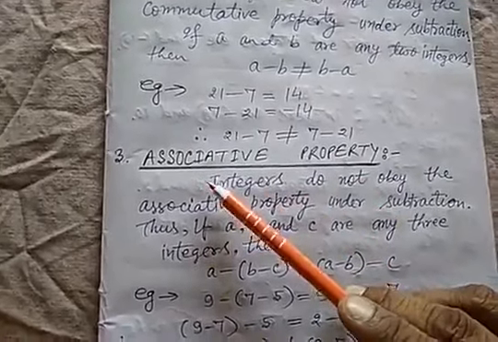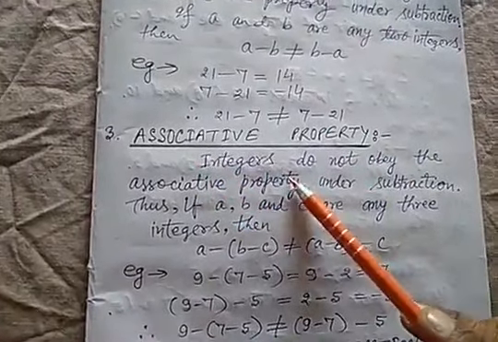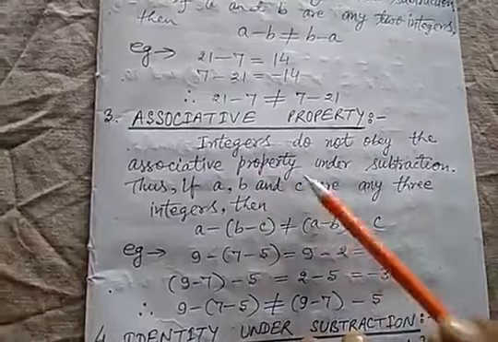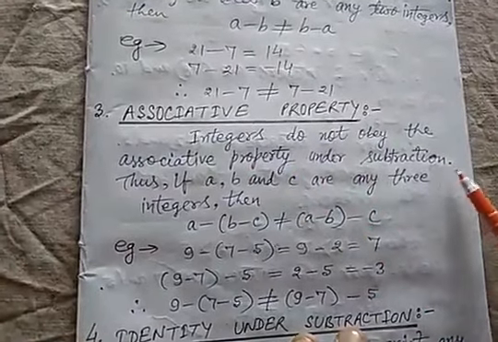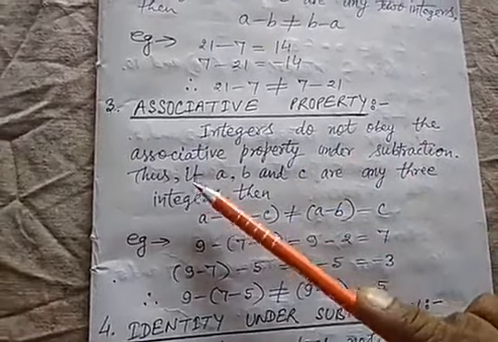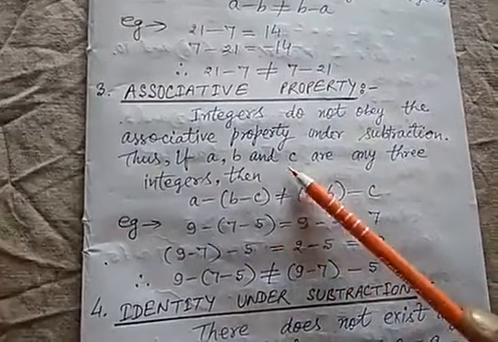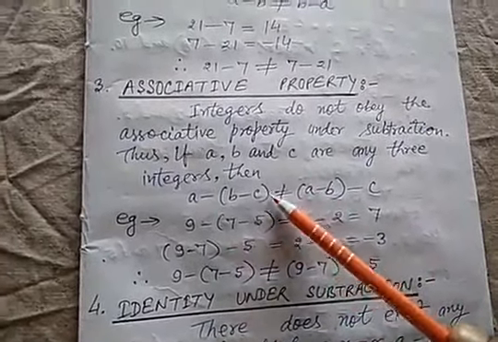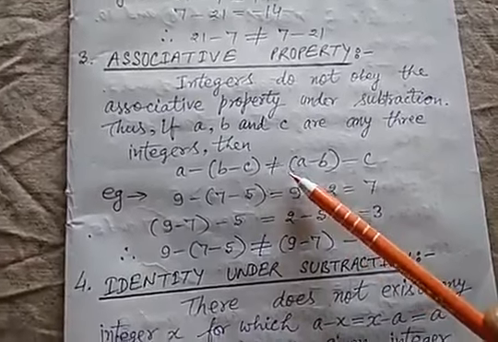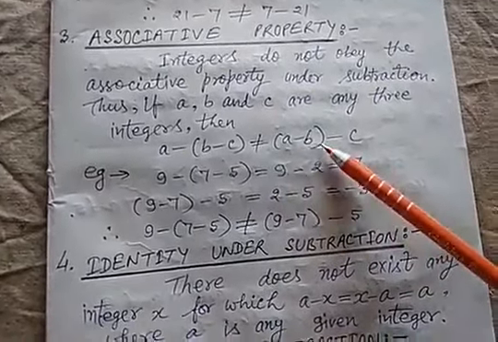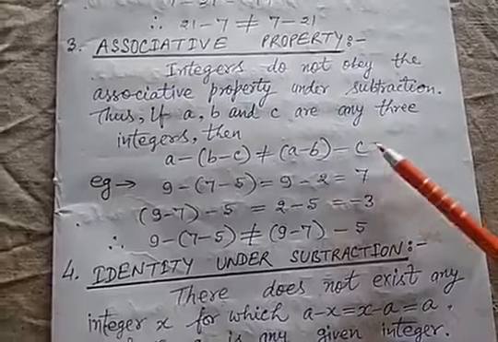Third property is associative property. Integers do not obey the associative property under subtraction. Thus, if a, b and c are any three integers, then a minus (b minus c) is not equal to (a minus b) minus c.